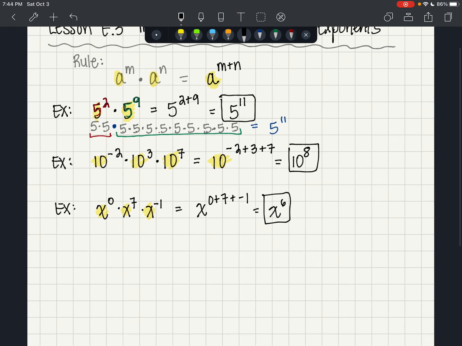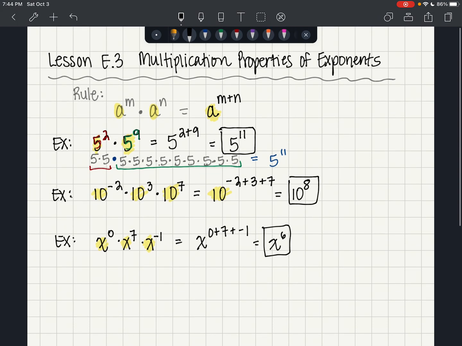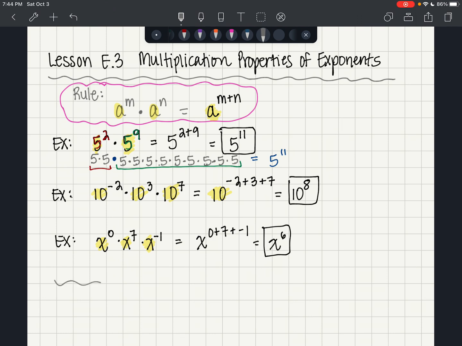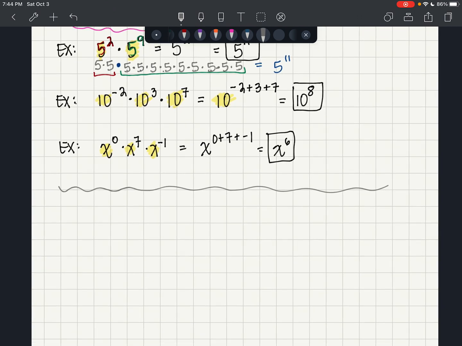So that's the basics of the rule. I'm going to take this, and in a pretty pink, I'm going to bubble that. That's a great rule that maybe you could put on a note card. Now, here's some more examples.